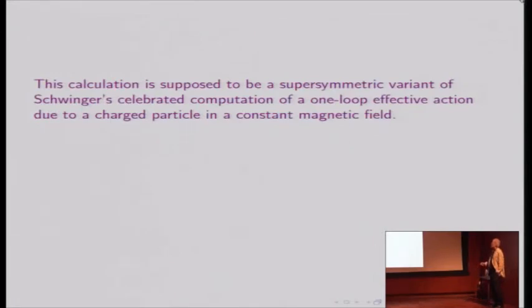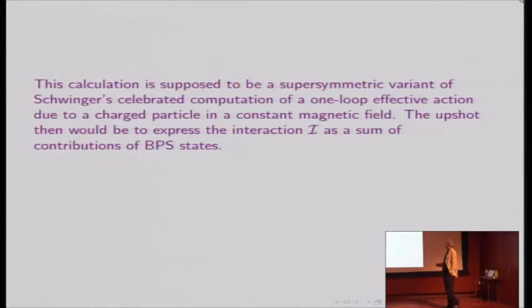And the calculation is supposed to be a supersymmetric variant of a famous calculation by Schwinger. Schwinger computed the one-loop effective action due to a charged particle. He was interested in electrons in a constant magnetic or electric field. And one was supposed to imitate that for a BPS particle in a constant graviphoton background. And it's supposed to get a formula, which is the Gopakumar-Vafa formula.